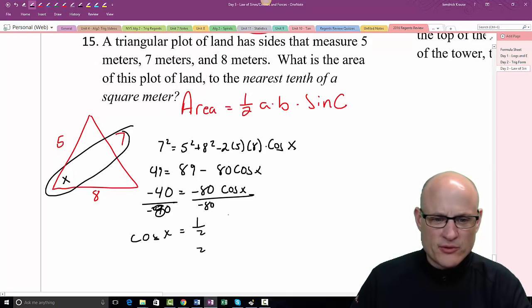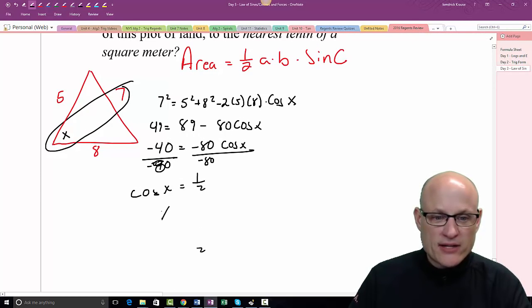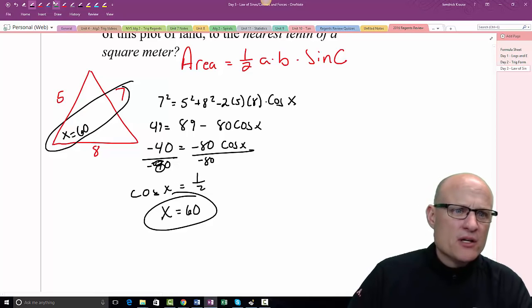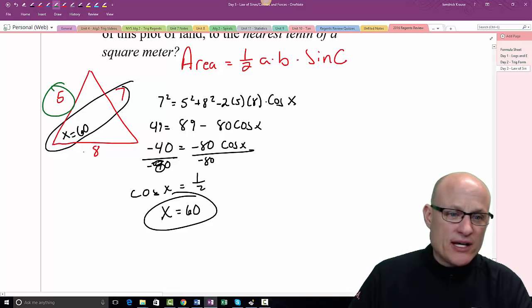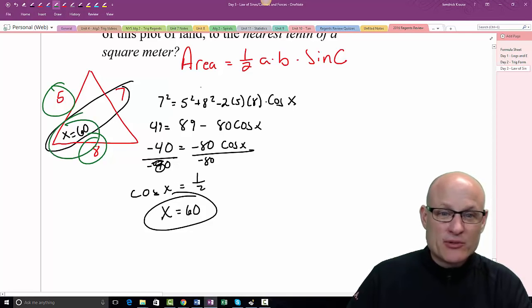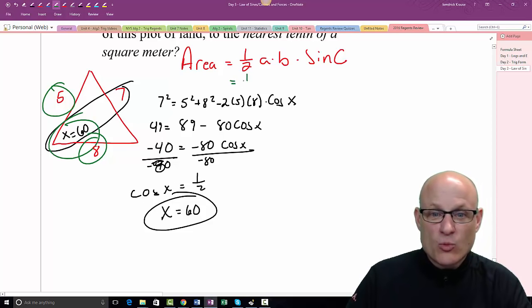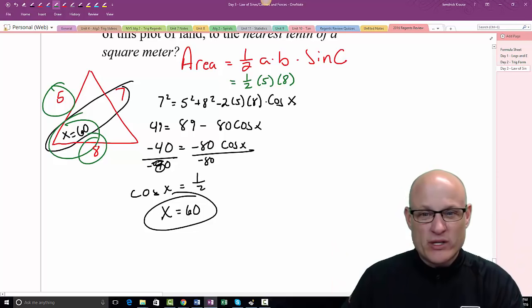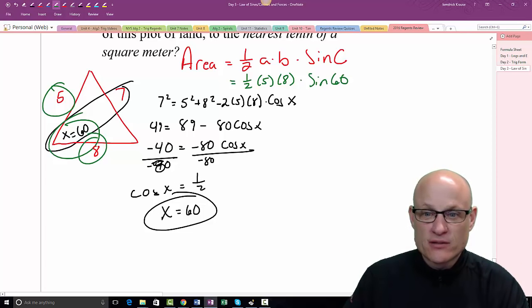Wow, that was really simple. So that means I got lucky there. X has to equal 60 degrees. All right, I got lucky. The other two aren't so nice, 60 degrees. So now I'm going to use this side, and the angle in between them in this area formula. 1/2 times 5 times 8. I can't tell you we could just use random sides. It's got to be the two sides and the angle in between them to use this formula. Times the sine of 60.